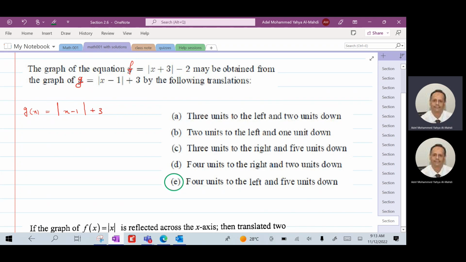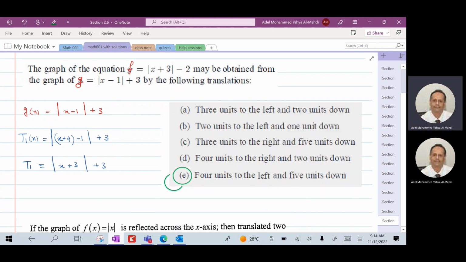Now we need to go from g to f. We start with the quantity inside the absolute value. We look from the math side, then we transform into the geometric side. Mathematically, if you change x to x plus 4, you will get the same. So let's write T1, transformation number 1. I will change every x into x plus 4. This gives T1 equals the absolute value of x plus 3, plus 3. So it is good.